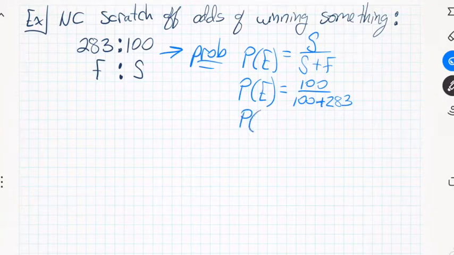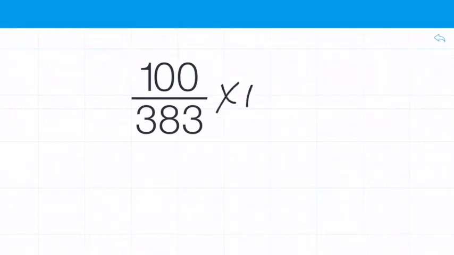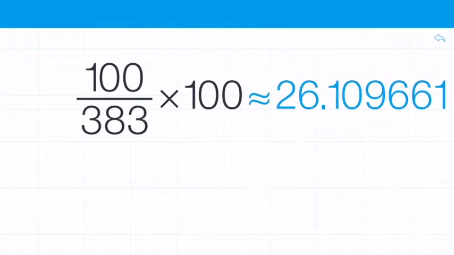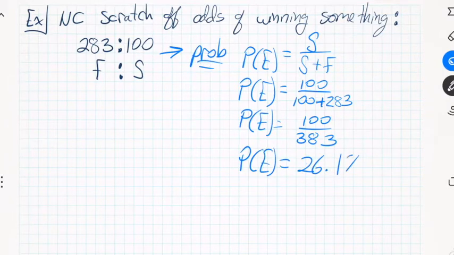So the probability of this event is going to equal 100 divided by 383. So let's see what that's equal to. 100 divided by 383. And then we want to change it to a percent, so times it by 100. So 26.1% of the time. So the probability of this event actually happening is 26.1% of the time.